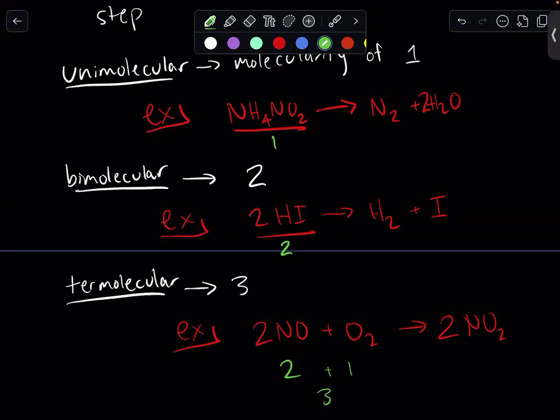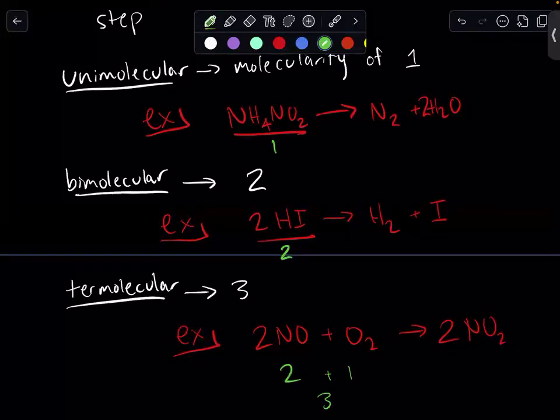So all you need to generally do with molecularity is just identify the molecularity of a reaction. You don't really have to do much with it. We'll come back to it when we're starting to talk about SN1 and SN2 reactions, but that's way down the road.